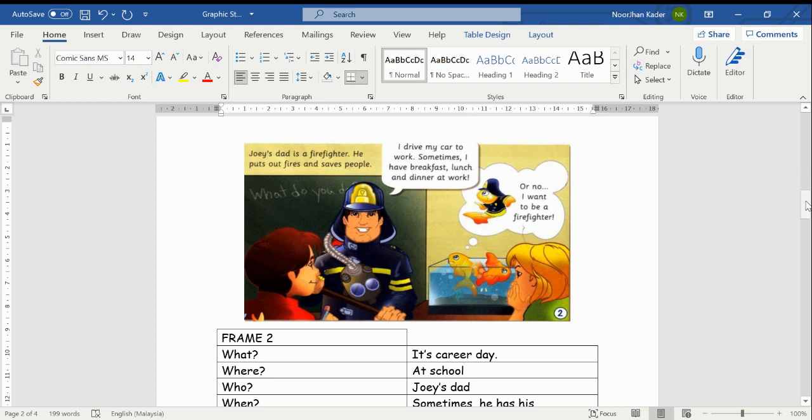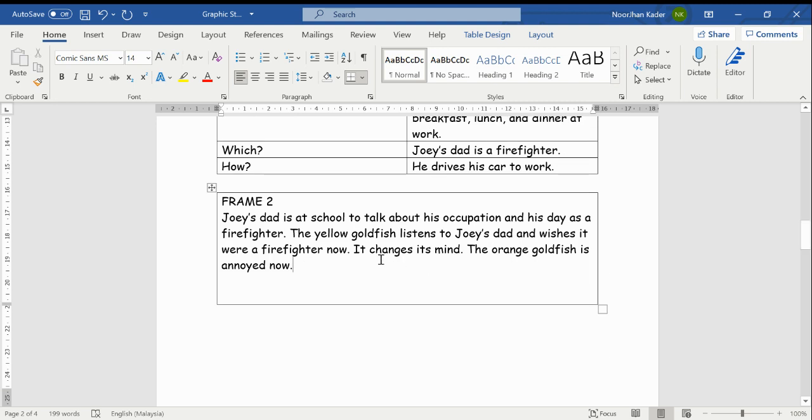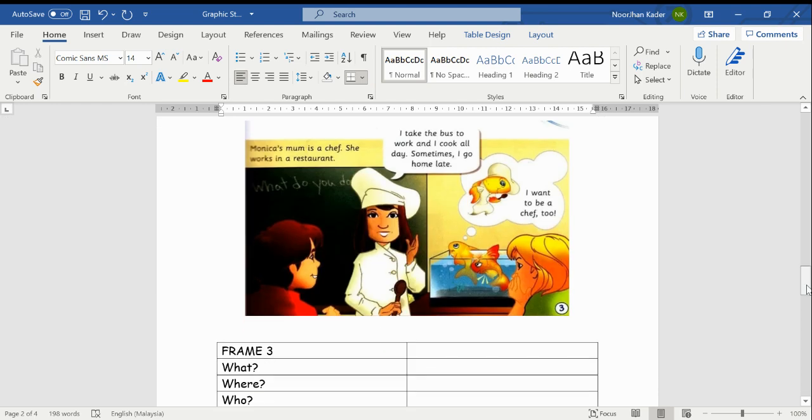Okay, let's see the narrative for the second frame. Joey's dad is at school to talk about his occupation and his day as a firefighter. The yellow goldfish listens to Joey's dad and wishes it were a firefighter now. He changes its mind. The orange goldfish is annoyed. So we don't have to say now. First time is annoyed, so we just write annoyed is enough. Okay, let's look at the third picture now.